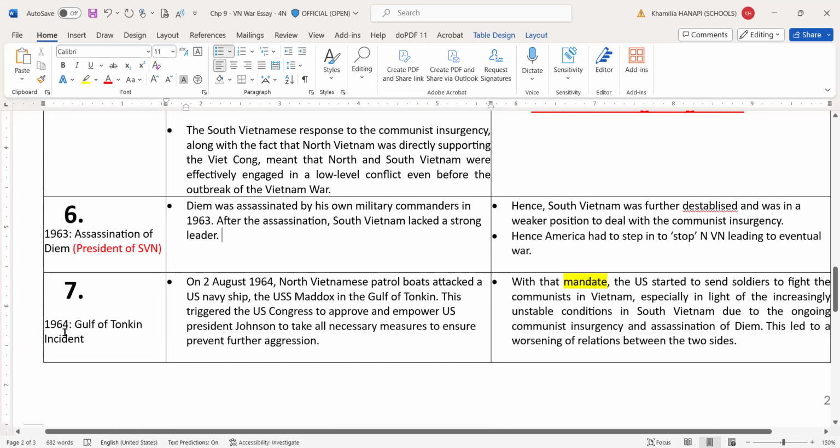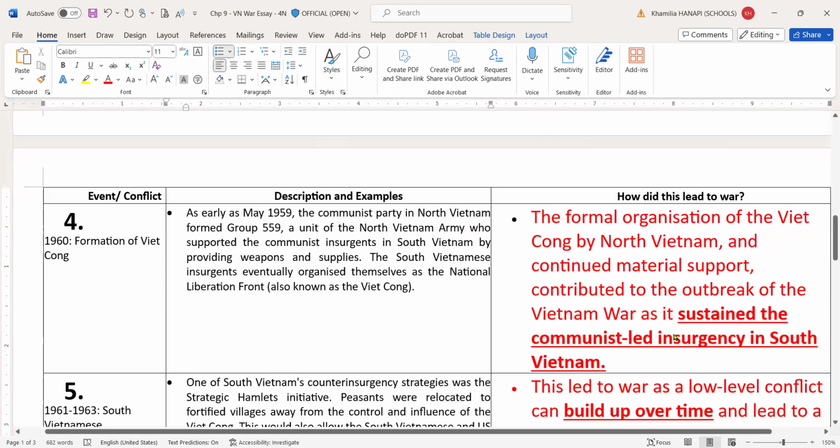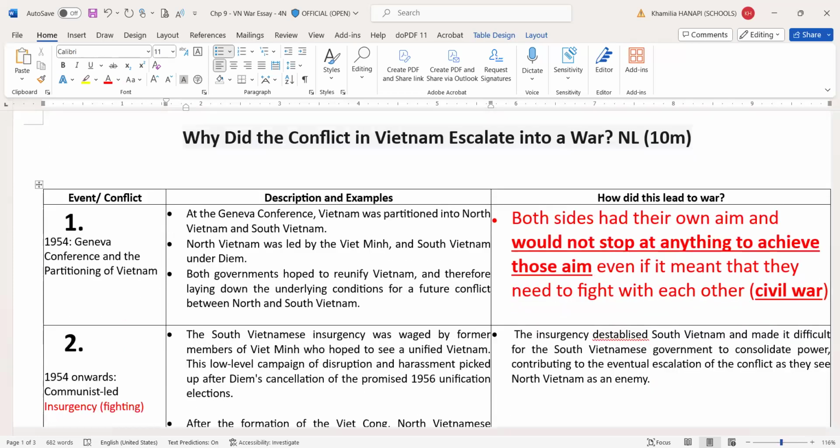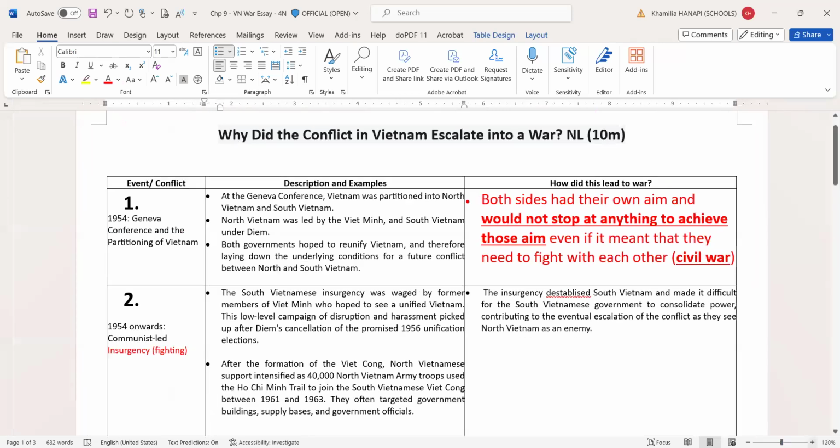And what I just told you was the Gulf of Tonkin. Okay, so what specifically happened is, I want you guys to read. You need time to read. And I am showing you this.